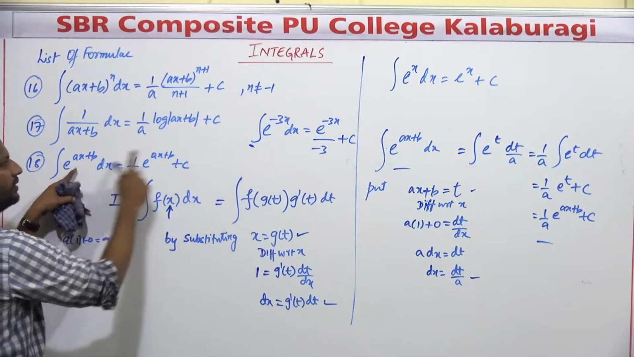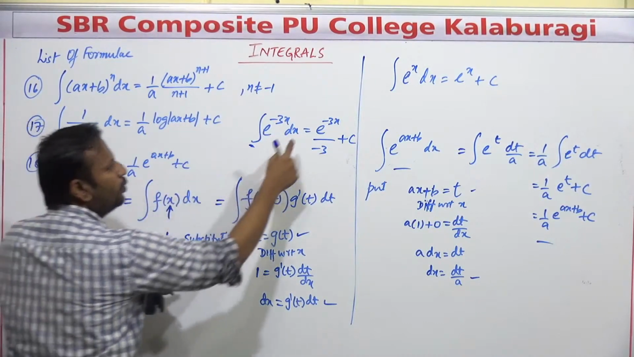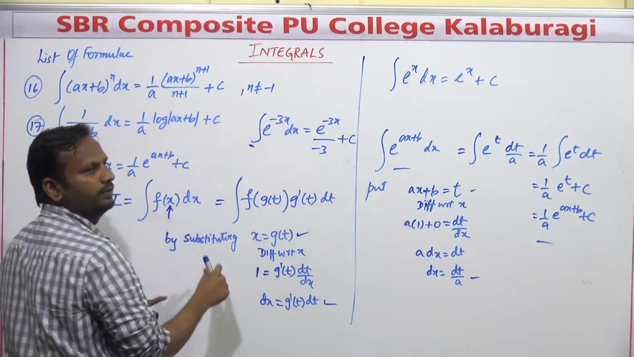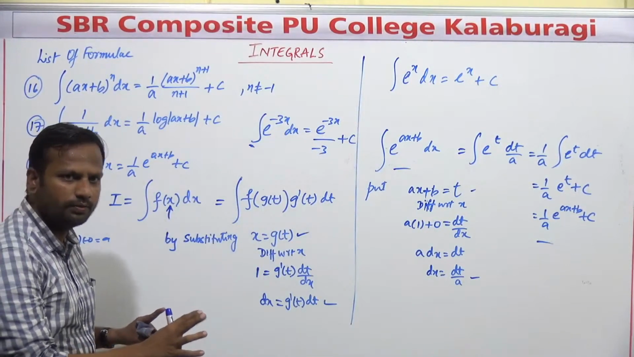Check it out. It is in the form of ax plus b, so with respect to x we take 1 by a. So what is 1 divided by a here? Minus 3 into a raised to x plus b. Whether you got it now? Understood? Right?